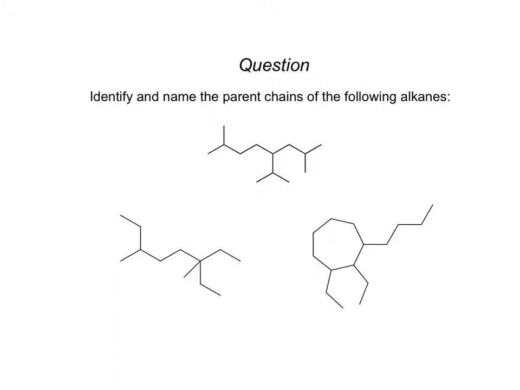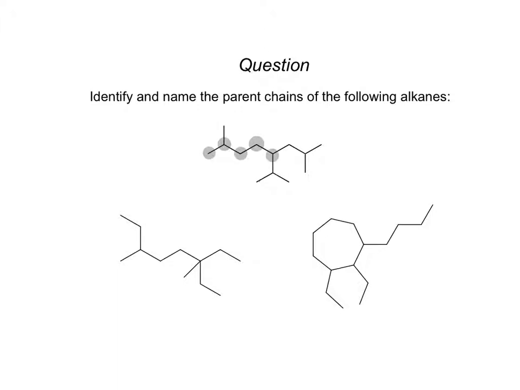Okay, so parent chains, I'm going to start from the top. We're looking for the longest string of carbons. So on the first one, I'm going to start over here to the left. We've got 1 carbon here. We can go 2 carbons. If we go up to the top, that's going to end real quick, so we're not going to do that. Then we've got 3.